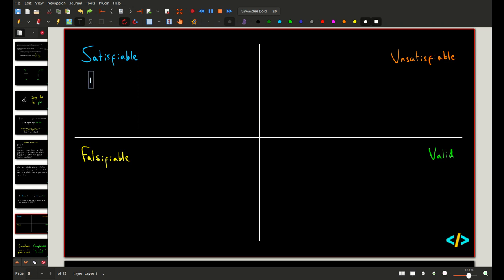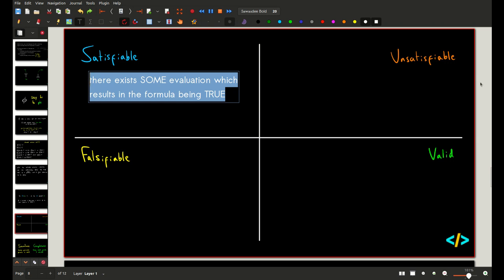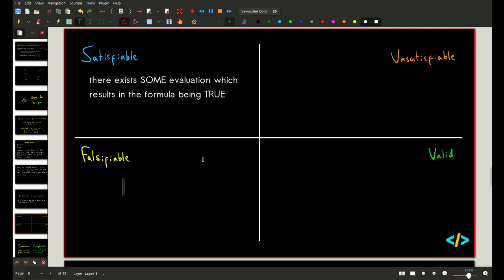There exists. Good. Okay, so satisfiable: there exists some evaluation which results in the formula being true. And so, what about unsatisfiable? Because I know sometimes you might get these two confused, unsatisfiable and falsifiable. So, what does unsatisfiable mean? There's no possible valuation. So what is falsifiable in that case?